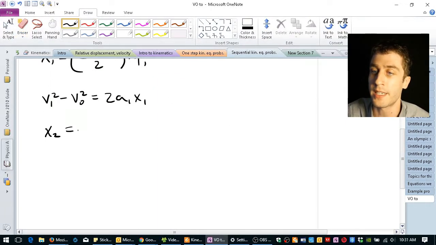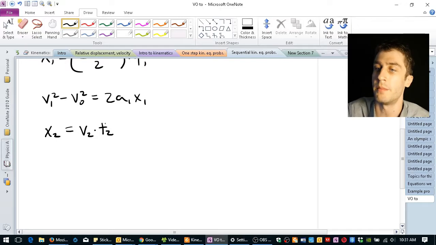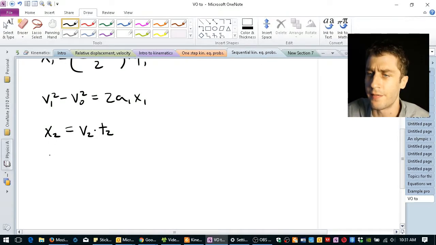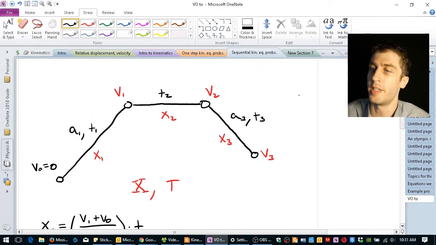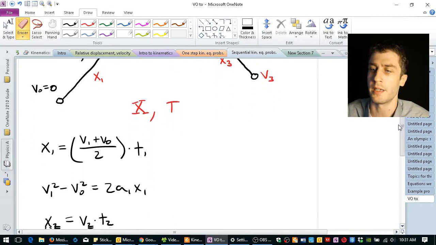x2, our displacement over that time interval, is equal to v2 times t2. The subscripts all match up. And v1 is equal to v2. Our two velocities match. So that's just your familiar displacement equals rate times time over this time interval, which is true because there's zero acceleration. And it's saying that these two velocities are equal to each other. We need that equation in there to have 8 equations for our 8 variables. So don't skip over that. It may seem trivial, but you absolutely do need it in there.